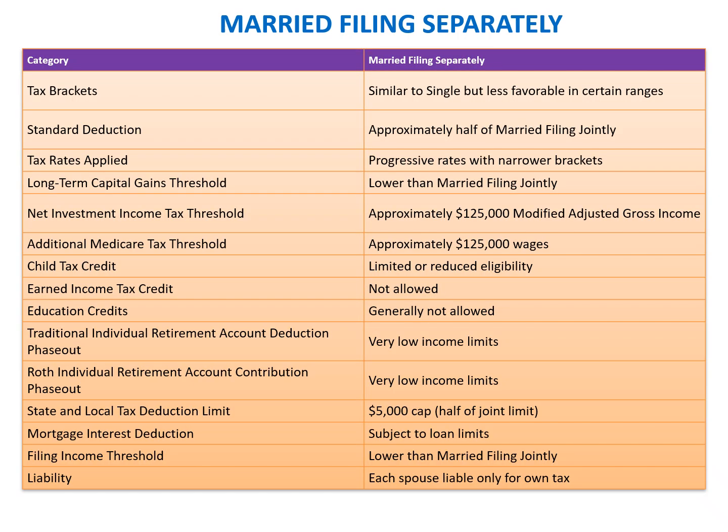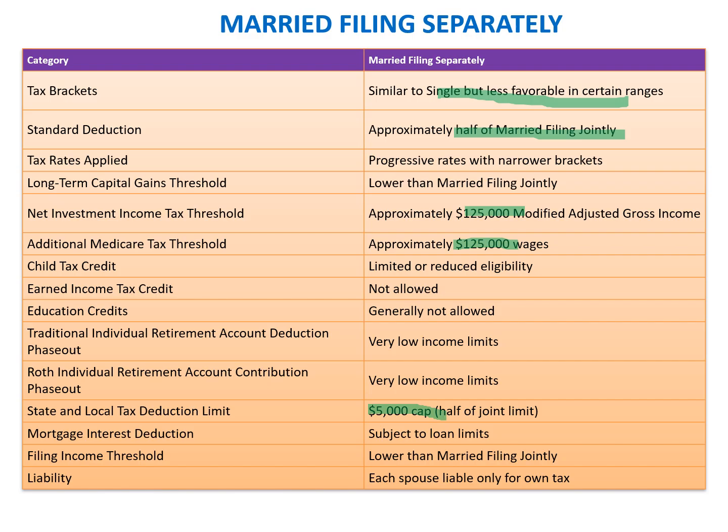Okay, so again the same table here. The point to be noted here is that the 250,000 limit which was there for married filing jointly is reduced to 1,25,000 for each individual. Likewise, the tax bracket is similar to single but less favorable in certain ranges, approximately half of married filing jointly. So all the benefits that accrue would be reduced to 50%. The state and local tax deduction, which was 10,000 in married filing jointly, is reduced to a 5,000 cap, which is half of the joint limit. Likewise, various other benefits would be either proportionately reduced or applicable as for a single.